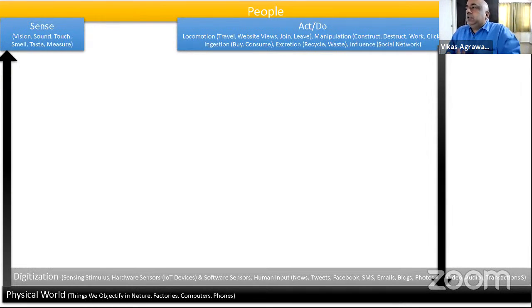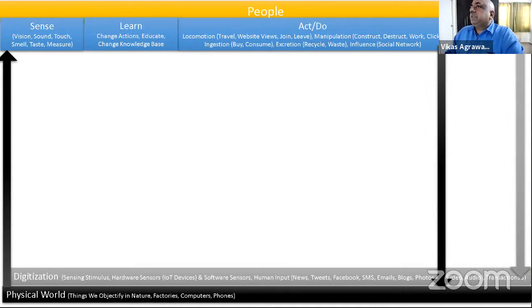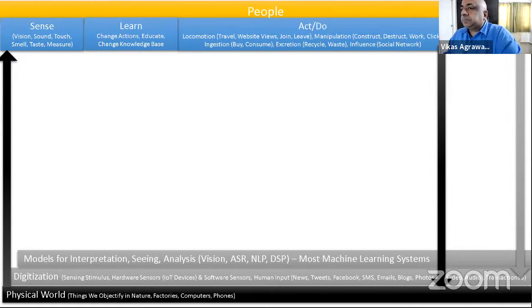Now, all of these have been digitized, right? So you sense these stimuli. There are hardware sensors, software sensors, and there are all kinds of human inputs, as we already discussed, of news, tweets, Facebook, etc. Often these are in the category of communication, which, when coming from humans, is speech or natural language, or they're trying to educate or change the knowledge of others.